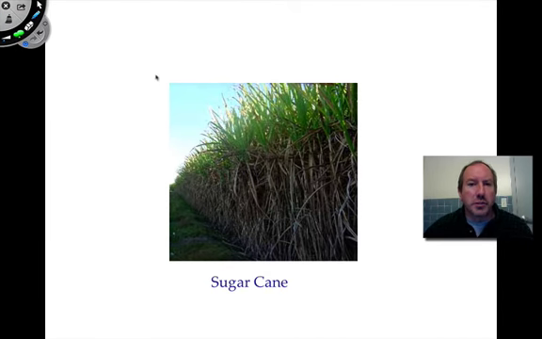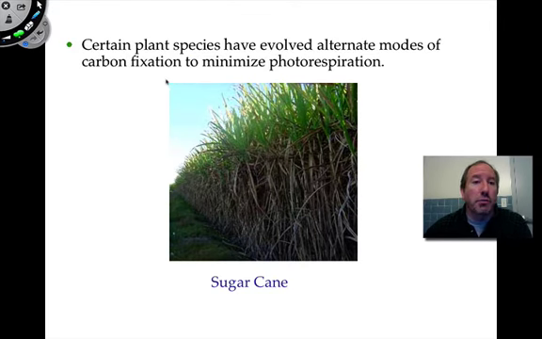So what's the solution to this? Obviously, some plants thrive in arid, dry, warm climates. A classic example of that is sugarcane. It seems to do really well. Some plants have evolved an alternative mode of carbon fixation, which minimizes photorespiration.